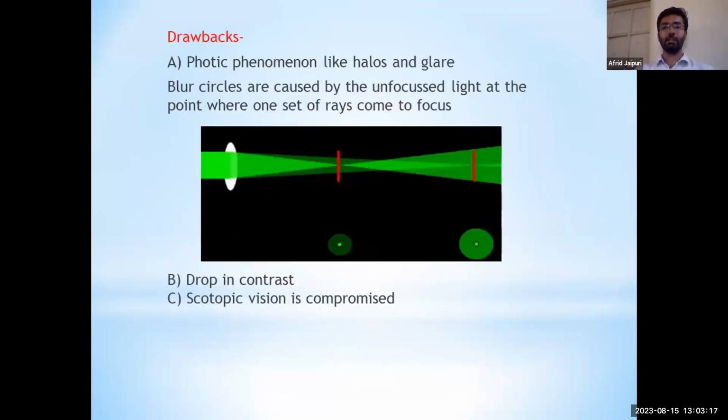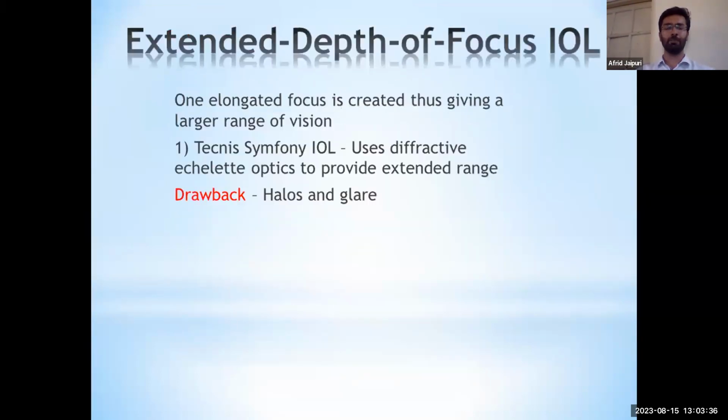Drawbacks of diffractive IOLs include photopic phenomena like halos and glares, because blur circles are caused by the unfocused light at the point where one set of rays comes to focus. They also cause a drop in contrast, and the scotopic vision is compromised since the light is split between the distance and near vision, and 20% of the light is lost.